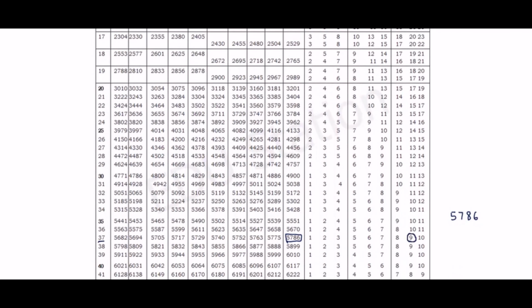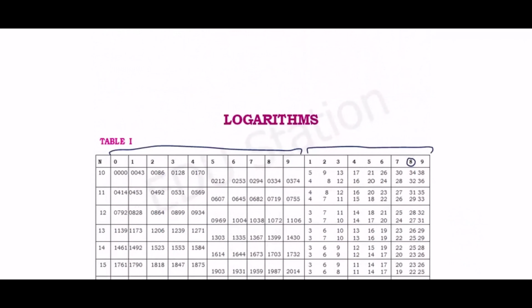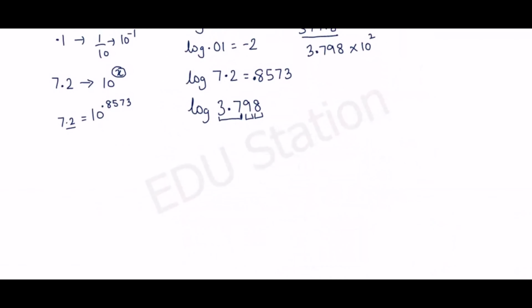So here you saw 37. In column number 9 you had 5786. Now the mean difference is 9. You add 9 to this, so it becomes 5, 7, 9, 5. You just put a point over here, so your answer would be 0.5795.